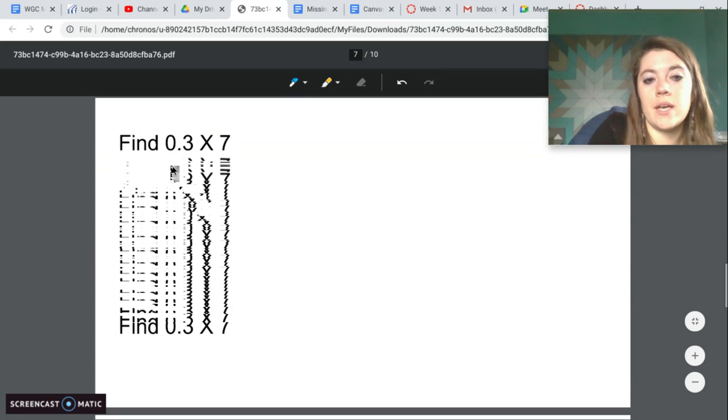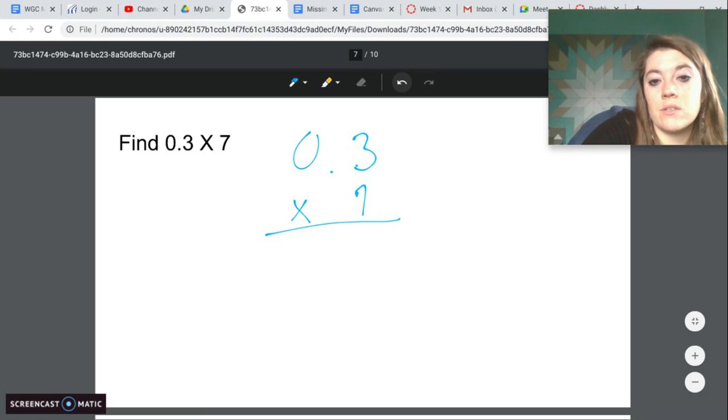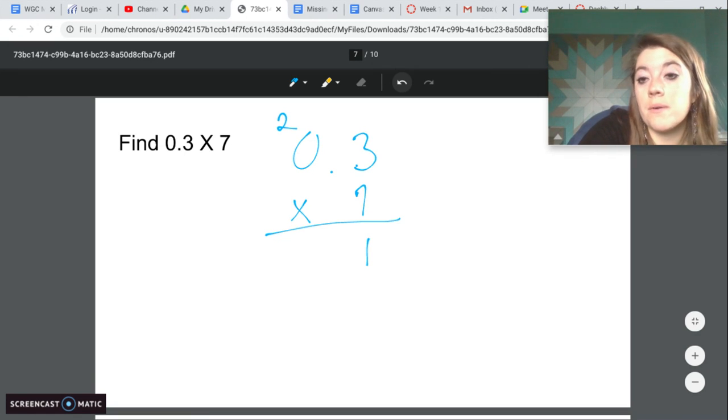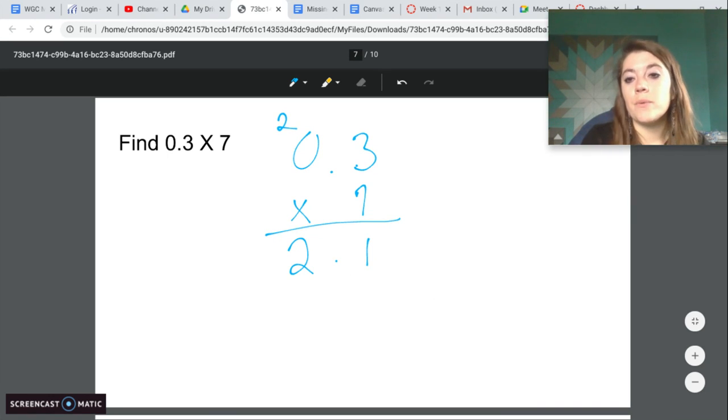All right, our last one here. We have 3 tenths times 7. 7 times 3 is 21. So we put a 1 down, we carry the 2. 7 times 0 is 0, plus 2 is 2. We have one number after the decimal, so we move one place. There is our decimal.